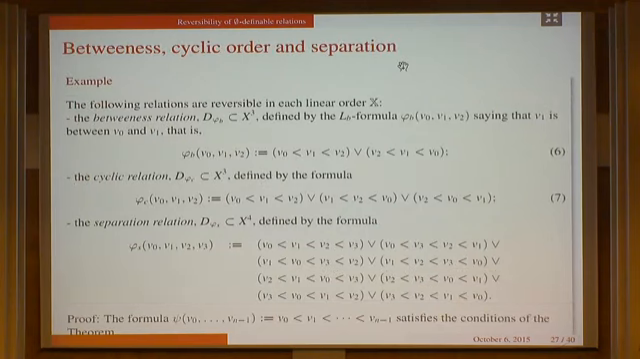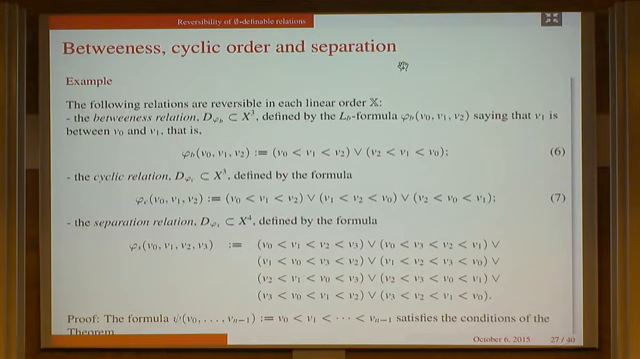Now we'll see an application. Applying this theorem, we show that the betweenness relation, the cyclic relation, and the separation relation, definable in each linear order, are reversible. In fact, this is the answer to this question. Betweenness is reversible, cyclic is reversible, and separation is reversible as well. What is betweenness? It is clear. What is cyclic? You take a linear order and make a circle of it, and this is a ternary relation which in fact appears.